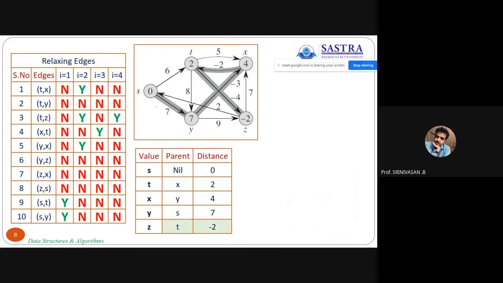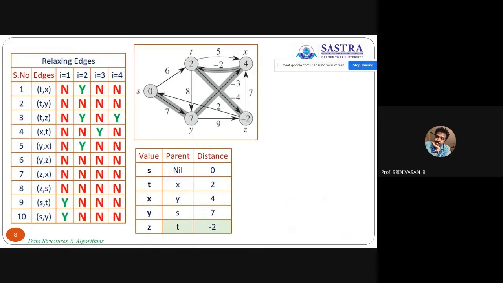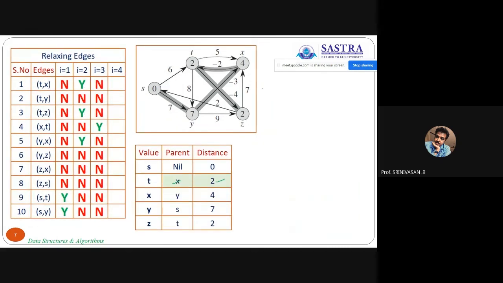So the next, fourth iteration. To apply the fourth iteration, I need to consider this graph. Okay. So in that graph, only t comma z needs changes. Others are already relaxed. So t comma z. See that t comma z, t z. So 2 and minus 4, 2 minus 4, it is already 2. So it is going to change to minus 2. This parent is changed to t.